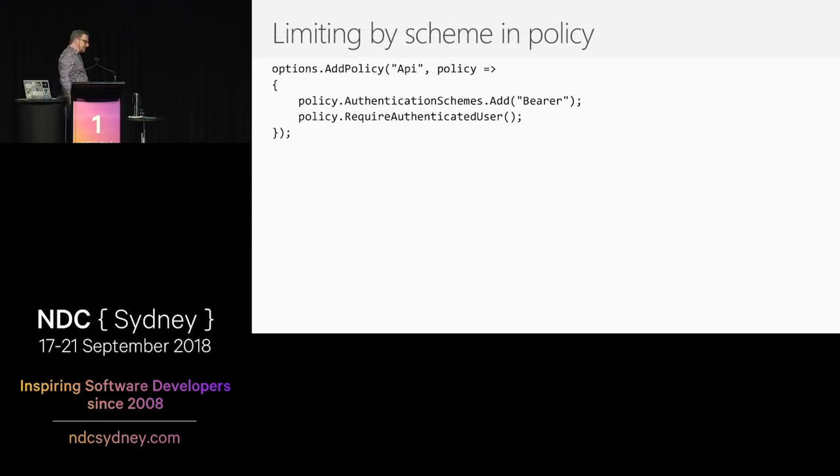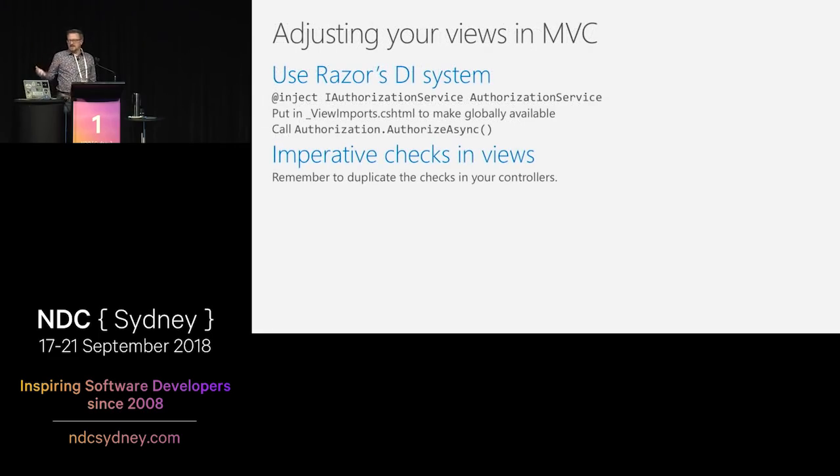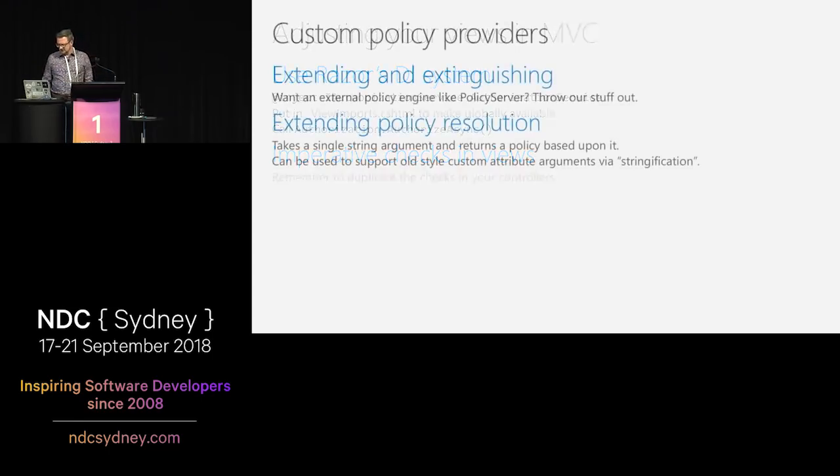And if you don't like scheme forwarding and want to do things the correct way, although Fowler will disagree with me, then you can actually limit by schemes inside your policy. And you can do things if you're in MVC because the authorization service is in DI and you don't want to use view models because you're a horrible person. You can inject the authorization service into your view and call AuthorizeAsync in your view and then show or hide things based on the result. Do it in view models, for heaven's sake. Just remember to then duplicate those checks on the back end because otherwise people will just hit your routes directly.